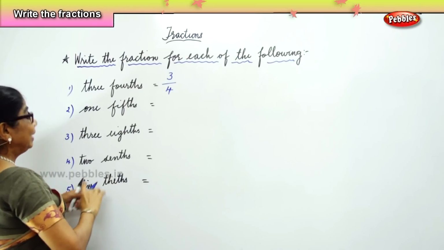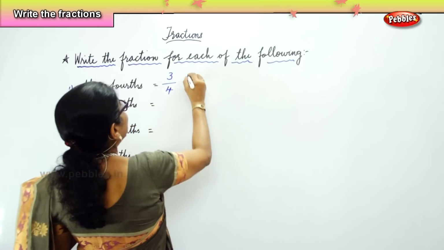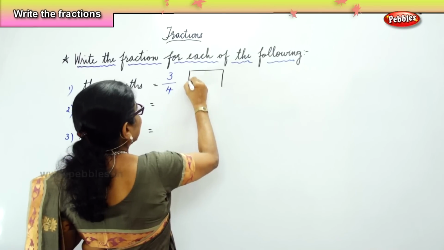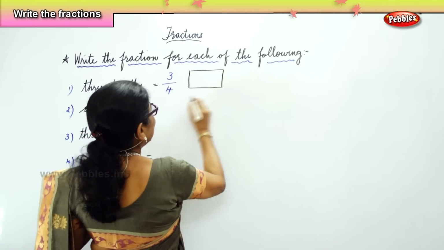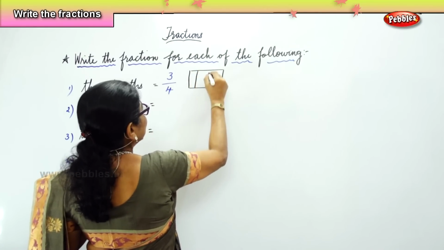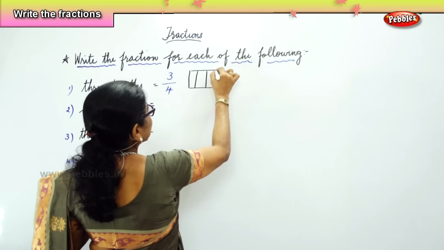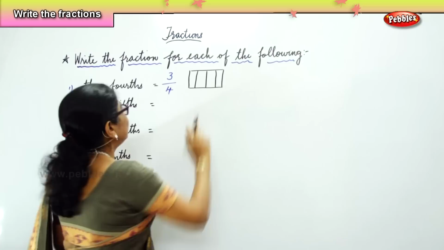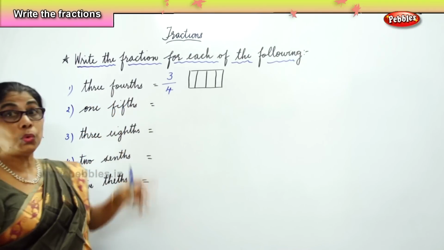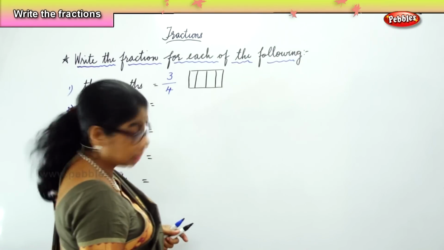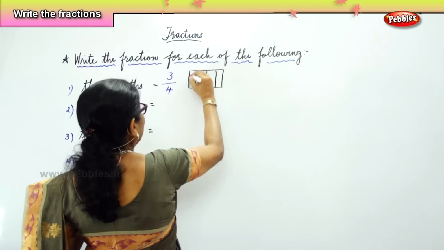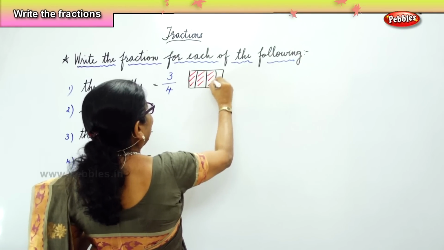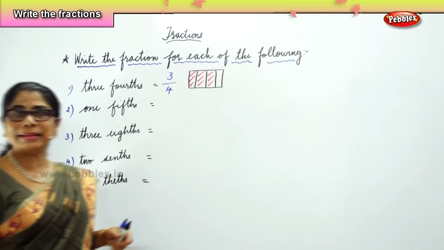Now if I have a picture here, you divide this into 4 parts. Okay, 1, 2, 3, 4, and then 3/4. That is 3 parts out of 4. 1, 2, and 3. And that's how we get the 3/4.